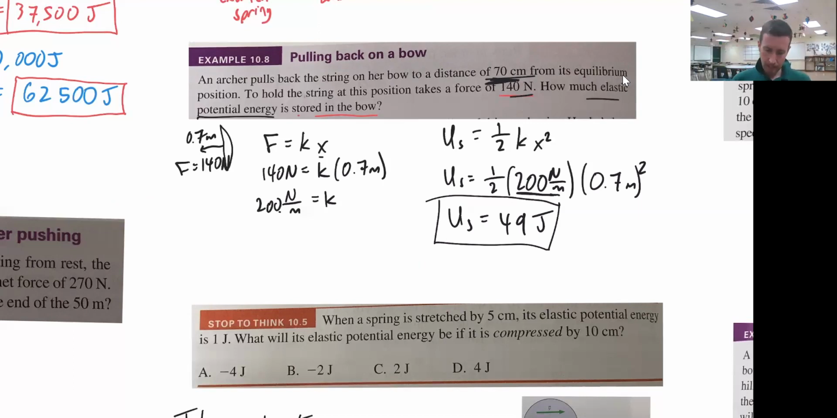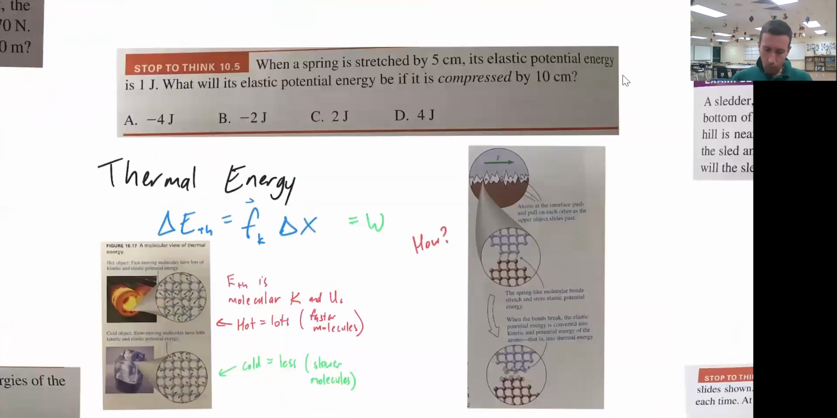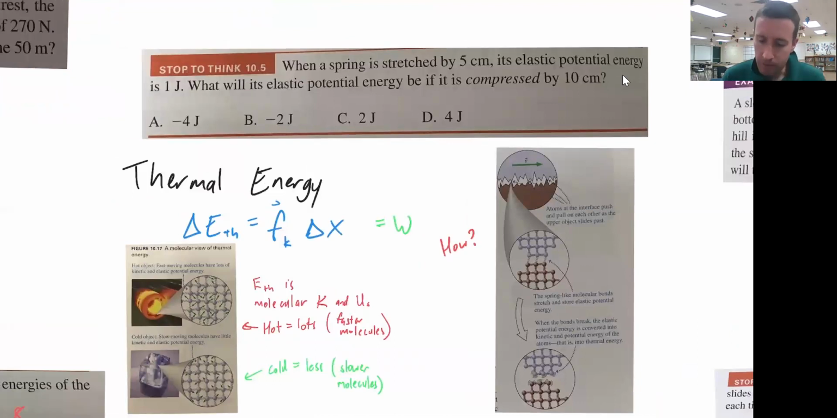Nice. All right, let's do a stop and think. When a spring is stretched by 5 centimeters, its elastic potential energy is 1 joule. What will its elastic potential energy be if it is compressed by 10 centimeters? Okay, so stretched by 5 versus compressed by 10.